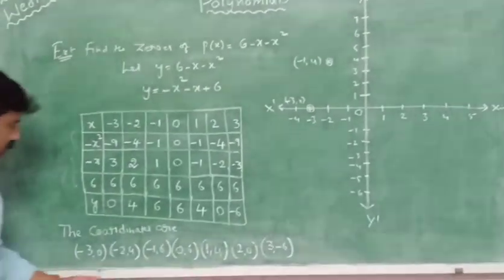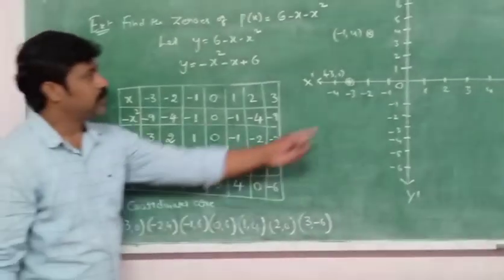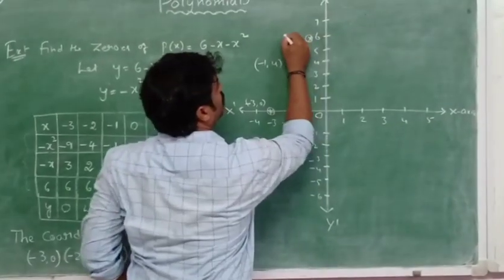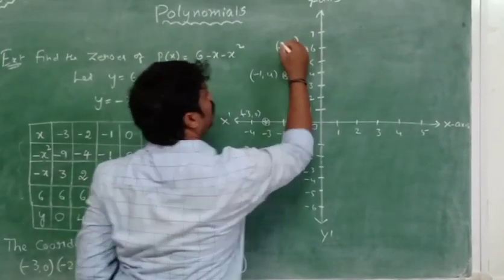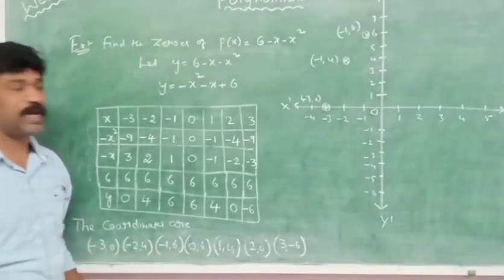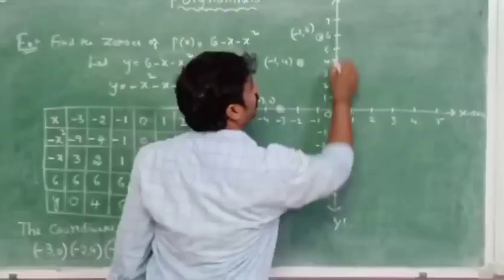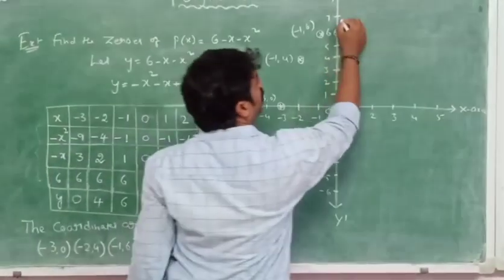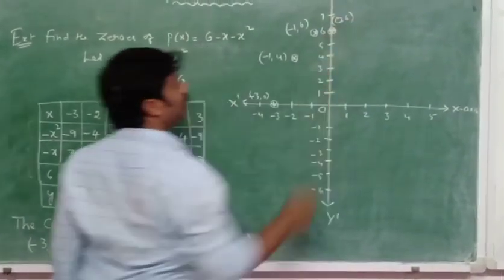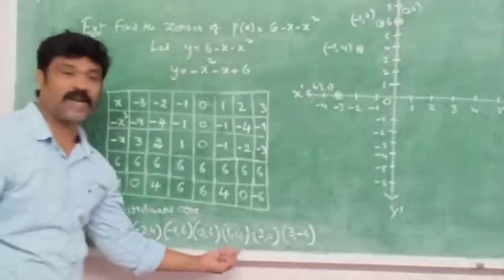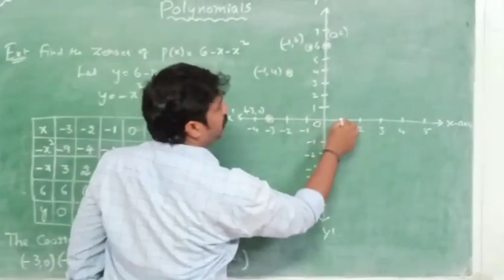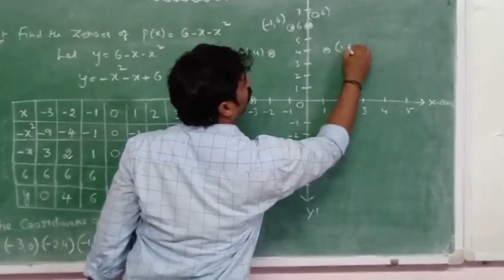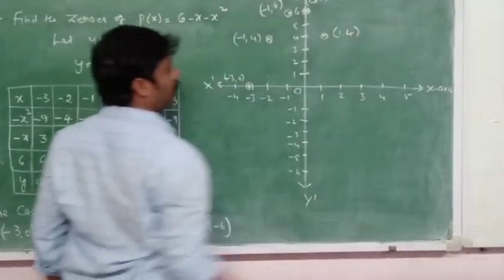Then after that, minus 1 comma 6. So minus 1 and 6, the point will be here. This is minus 1 comma 6. Then 0 comma 6. 0 is here and 6 is on the positive y-axis, so here it is 0 comma 6. Then after that, 1 comma 4. 1 on the x-axis and 4, so we will get the point here. This is 1 comma 4.